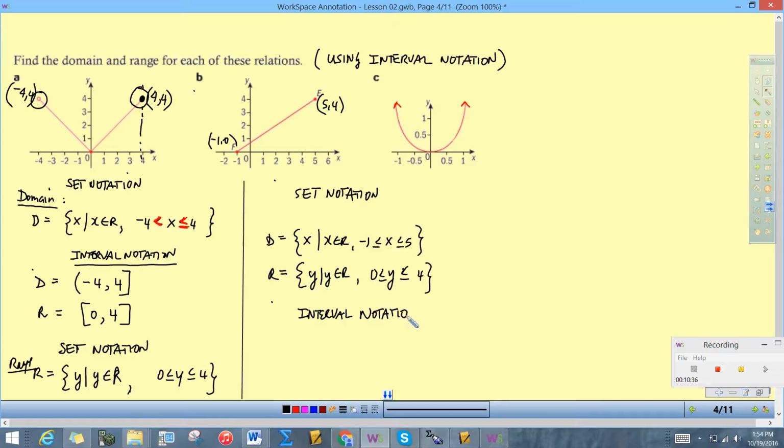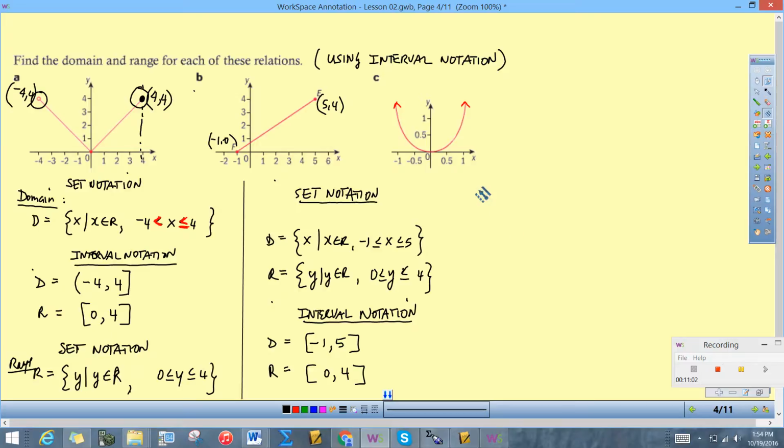then in interval notation, I start with the domain, and I will say, well, I am including the -1, so it'll go from -1 all the way to 5, and the bracket is going to be square. It'll be closed because we're looking at including. And then for the range, again, it'll be a closed bracket starting from 0 going all the way up to 4. And that would be that.